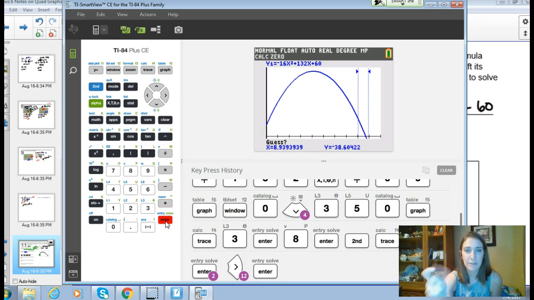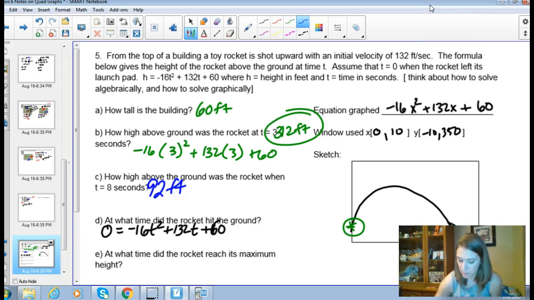Okay. I like how these new calculators show you the vertical domain boundaries. That's nice. You can see that your x-intercept is between those two domain boundaries. Enter one more time, and it hits the ground at 8.7 seconds, which I could tell it was between 8 and 9, closer to 9, but a more accurate answer of 8.7.